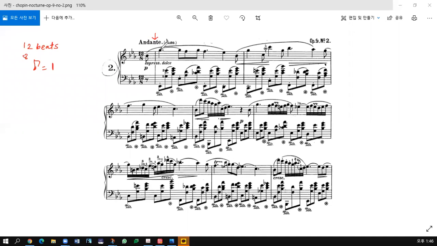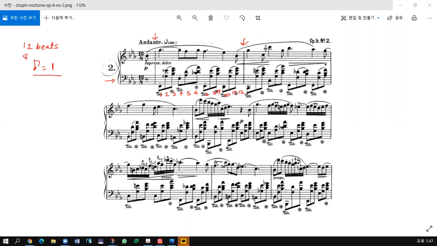So let's look at the left hand. So this is what? Eighth note. 1, 2, 3, 4, 5, 6, 7, 8, 9, 10, 11, 12. Okay, so we have the eighth note gets 1 beat, and then we have 12 eighth notes, right? So each measure, you look at each measure, it has 12 beats, like 1, 2, 3, 4, 5, 6, 7, 8, 9, 10, 11, 12, right?